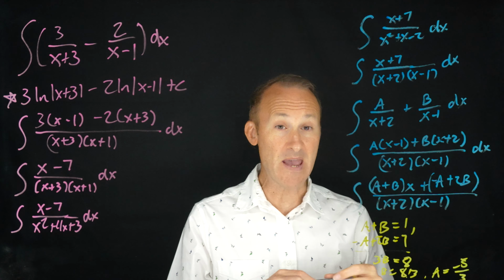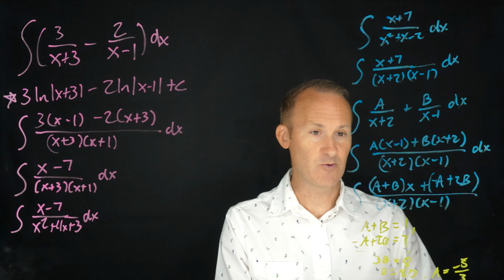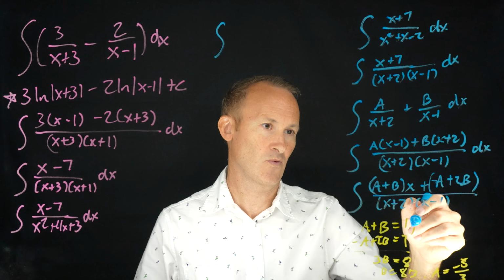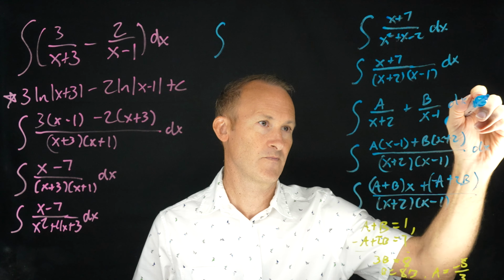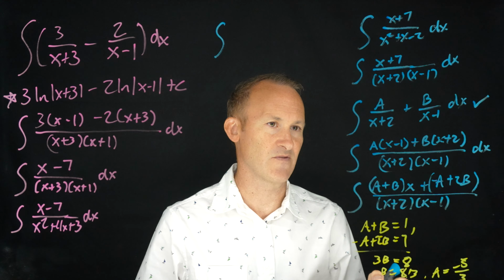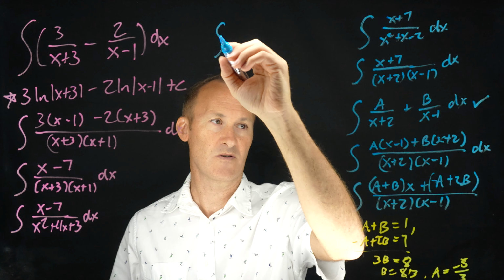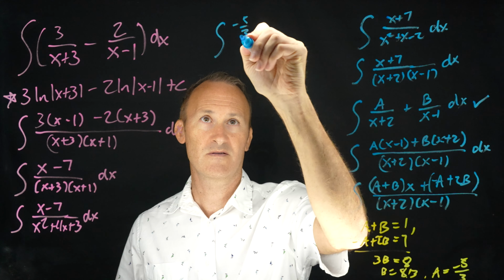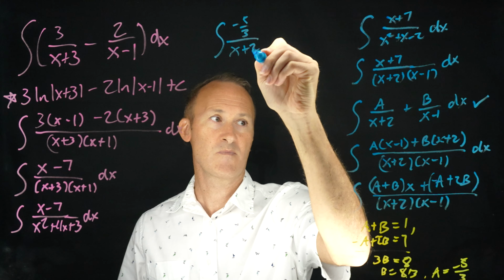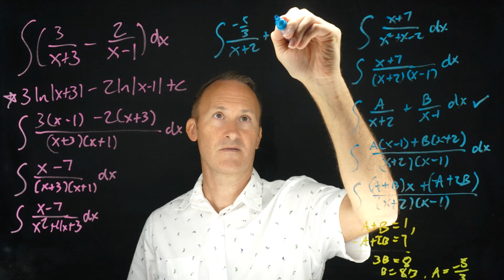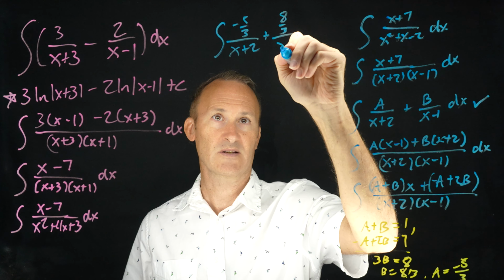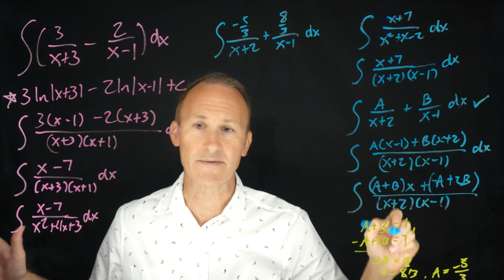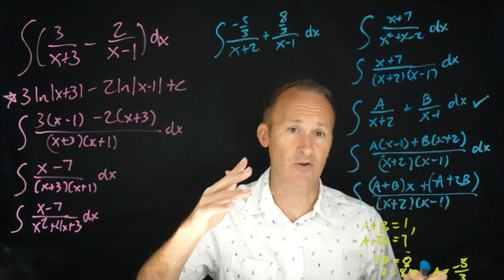Okay, so that basically does it, because now when we keep going with this problem, if we look right here, we've just said a is negative 5/3, right? So you could just write it up there: negative 5/3 over x plus 2. And b is 8/3 over x minus 1. And that's what we want, right? Because now we can actually integrate it.